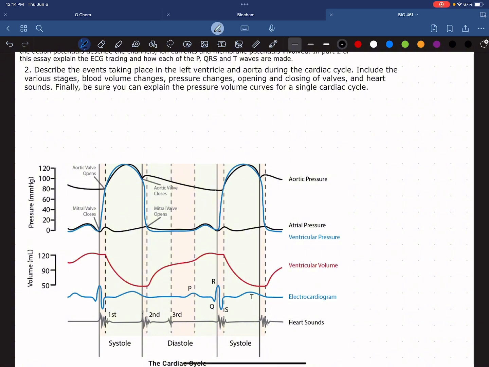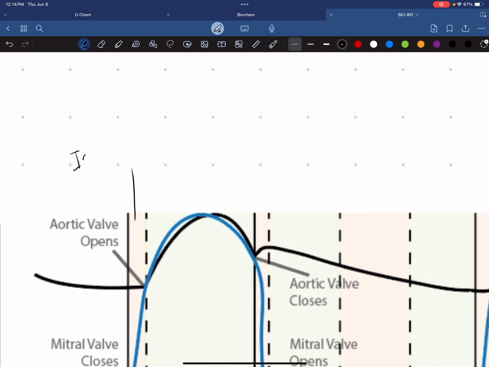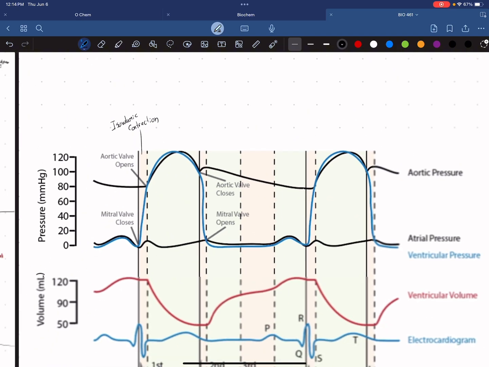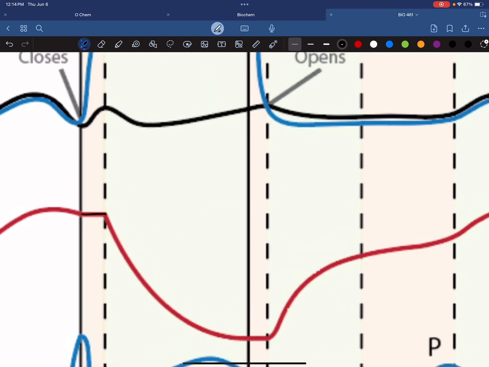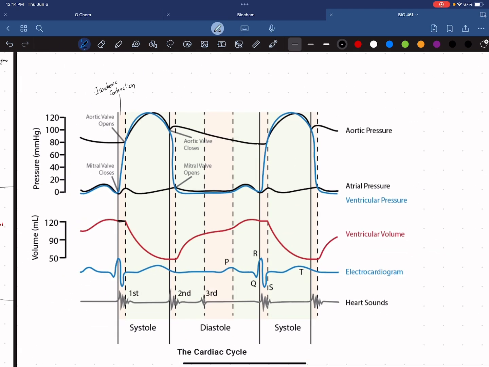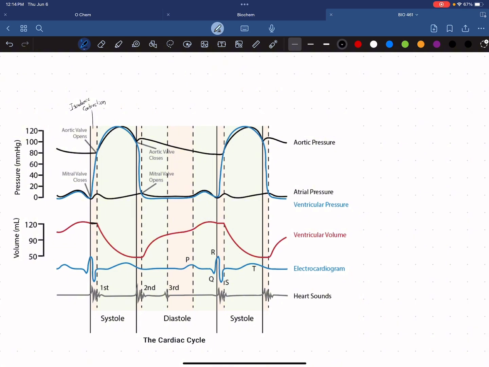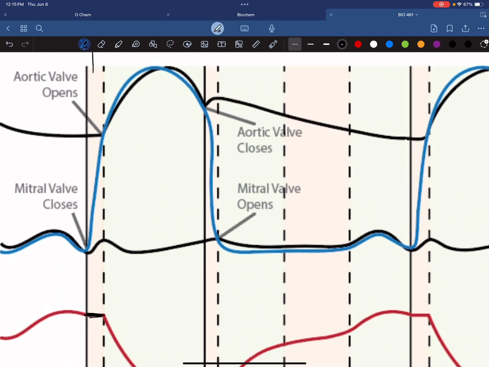So first we're going to start with this little section right here, which is isovolumic contraction. It's called isovolumic because if we look at the ventricular volume represented in red, we see that it does not change. When the volume does not change, that's what we call isovolumic. But the ventricular pressure, labeled here in blue, will dramatically increase.